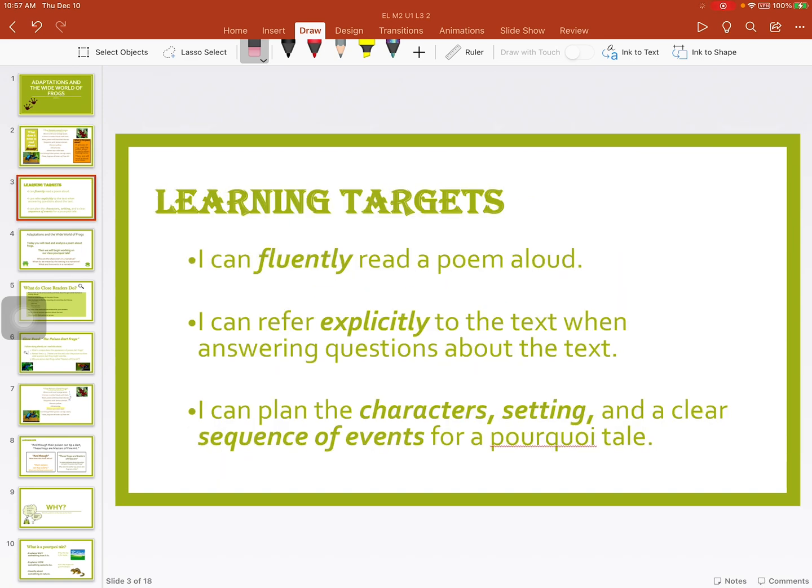Our learning targets. I can fluently read a poem aloud. Now, can you say that back? Great. I can refer explicitly to the text when answering questions about the text. Can you repeat that back? Super. I can plan the characters, setting, and a clear sequence of events for a pourquoi tale. Can you repeat that back?